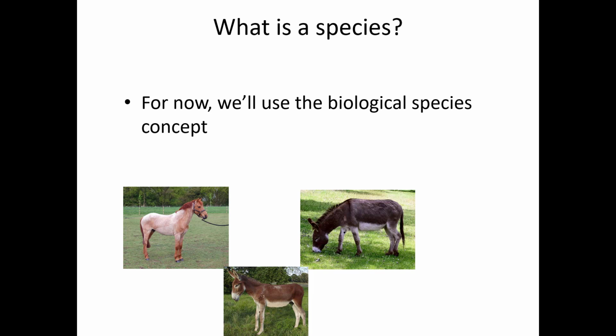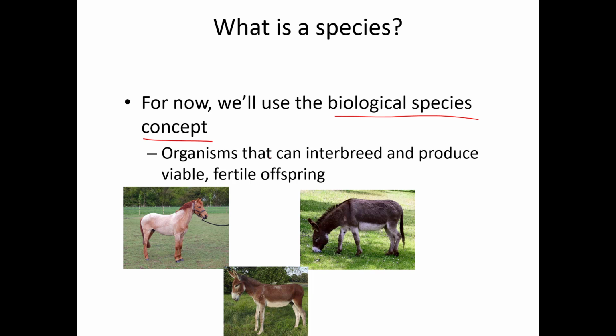Now, what is a species? And notice I say species. Singular is species, plural is also species. Never say specie. That's not a scientific term. Specie is an old pirate word for a coin, like I have a pocket full of coins. So, for now, we're going to use the biological species concept as our way of defining species. Okay? Biological species concept. The biological species concept states that when organisms can interbreed and produce viable, fertile offspring, if two organisms can do that, then they're considered part of the same species.